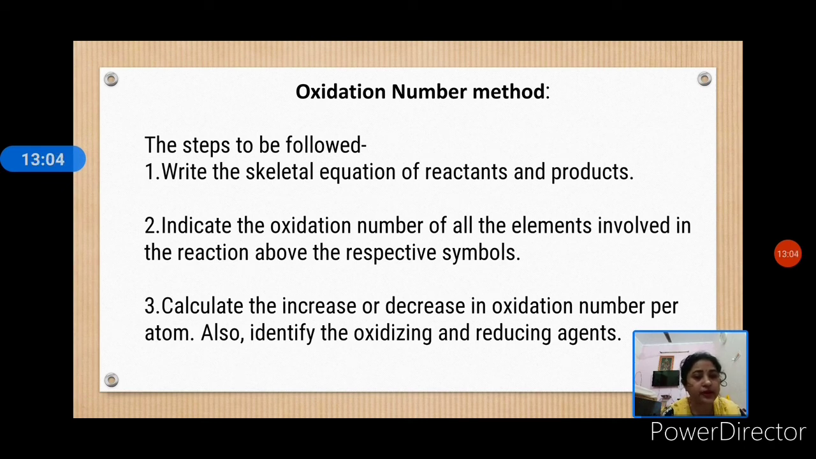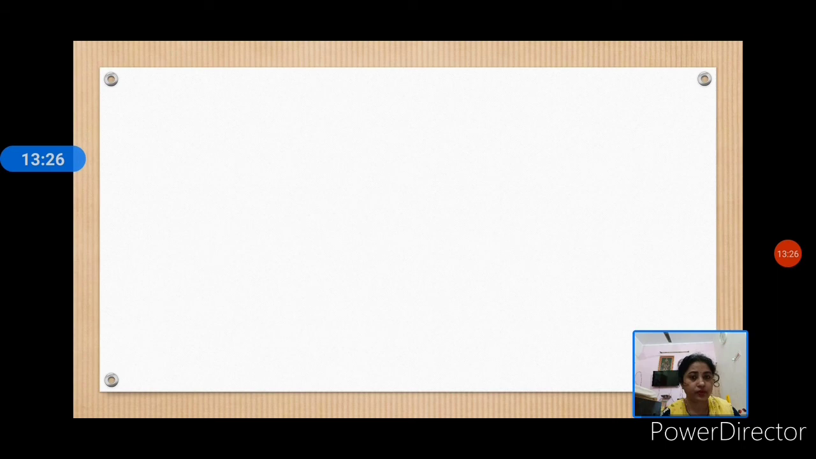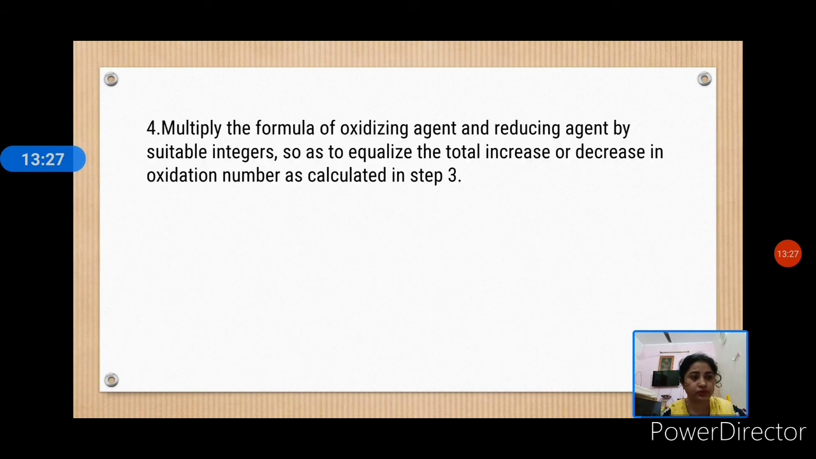Third step will be to calculate the increase or decrease in oxidation number per atom. Also identify the oxidizing and reducing agent. After writing the oxidation numbers, we will tally from the reactant side to the product side which element is showing an increase or decrease in its oxidation number. Three steps were easy. For the next steps, you will only understand when we go through the example.